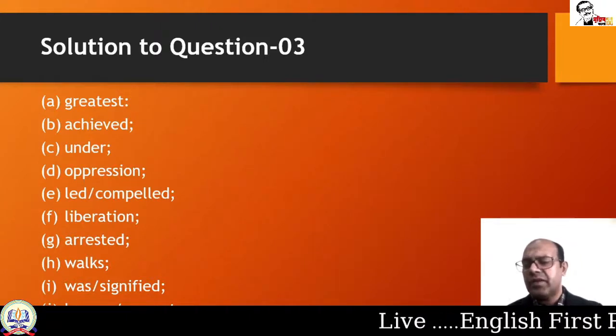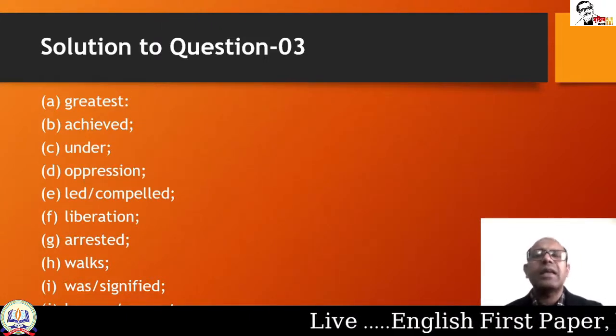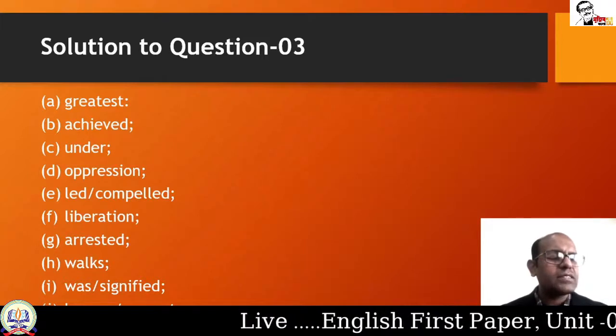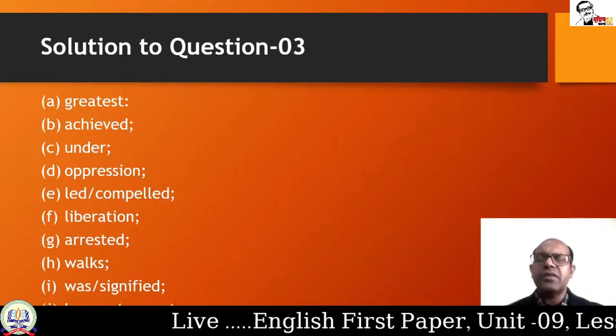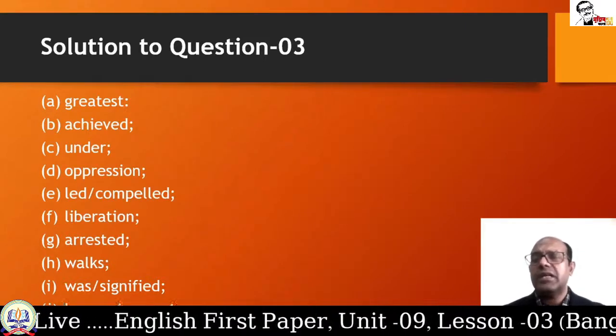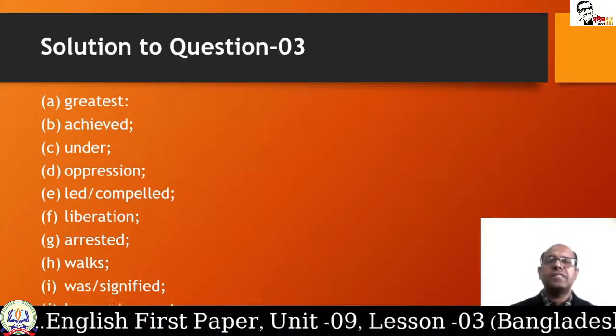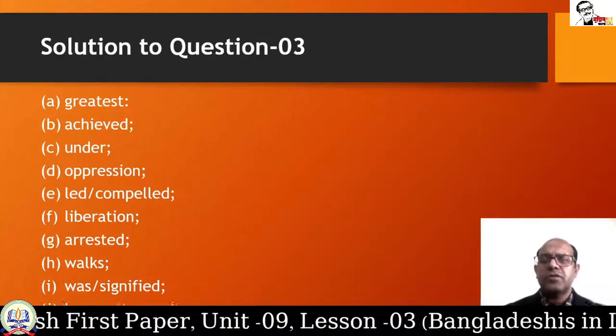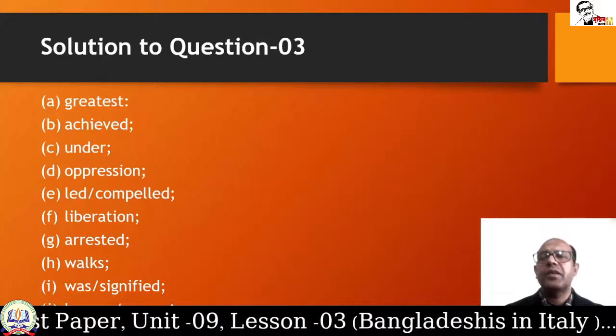For gap G, you can write arrested. For gap H, you can write walks. For gap I, you can write was or signified. For gap J, you can write honor or respect. So this is the solution to question 3.